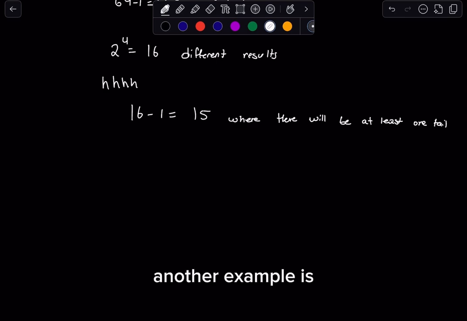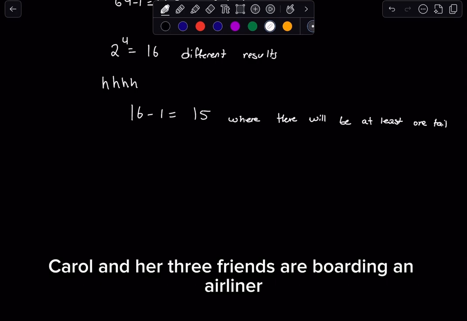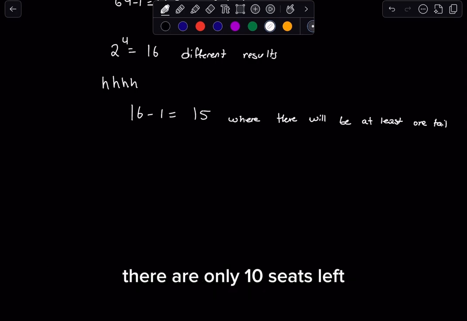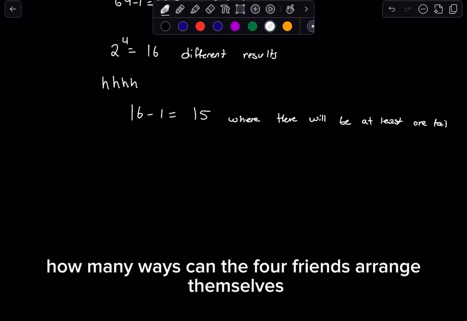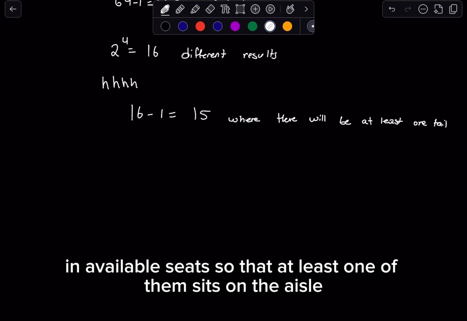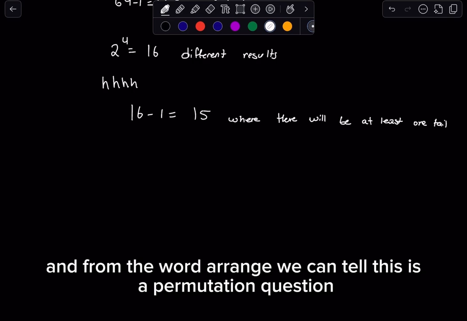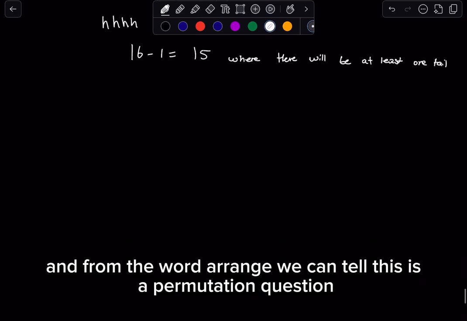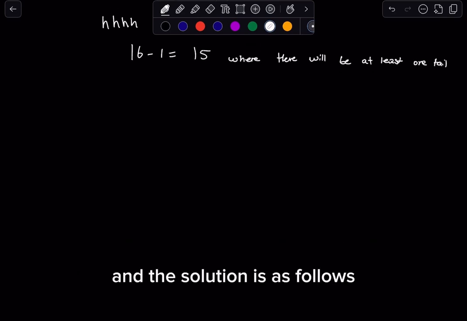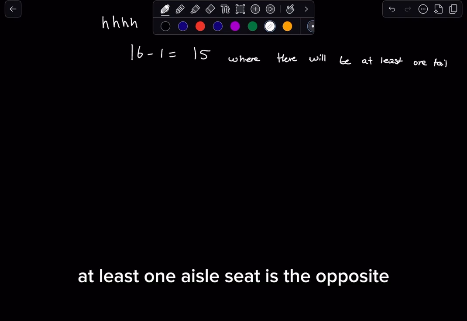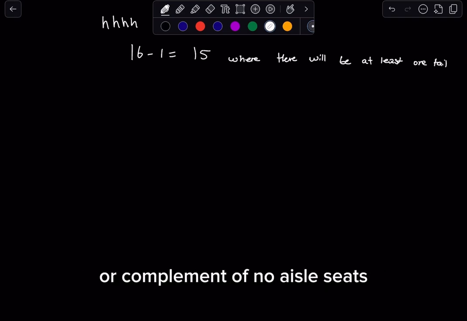Another example is Carol and her 3 friends are boarding an airliner. There are only 10 seats left, 3 of which are aisle seats. How many ways can the 4 friends arrange themselves in the available seats so that at least one of them sits on the aisle? From the word arrange, we can tell this is a permutation question, and the solution is as follows. At least one aisle seat is the opposite or complement of no aisle seats.